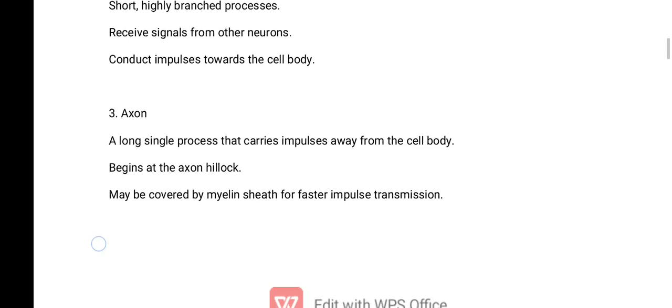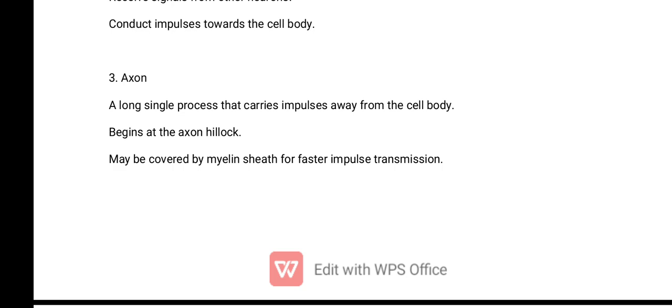Then we have the axon. The axon is a long single process that extends from the cell body. That long process that is coming from the cell body that extends down, that is the axon. It's a long single process that carries impulses away from the cell body. And this axon begins at the axon hillock. Begins at where? The axon hillock.